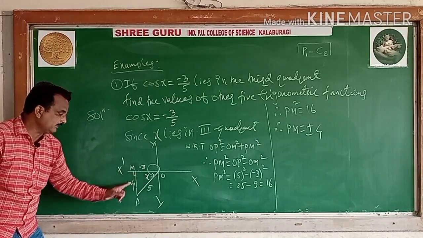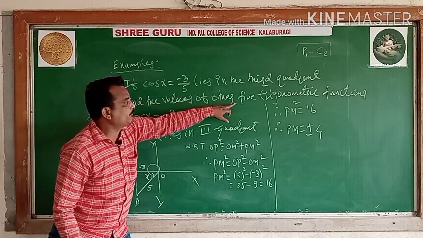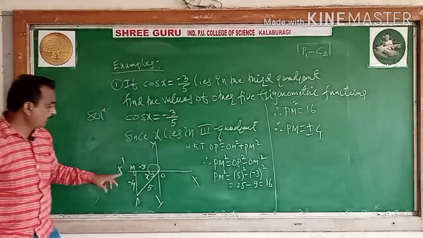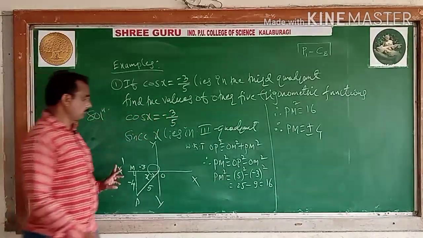So you know all three sides of the right angle triangle. What do we have? Cos x. You have to find the other 5 trigonometric functions. Cos x is given. See, students, one by one.